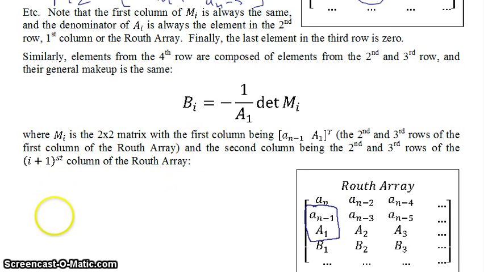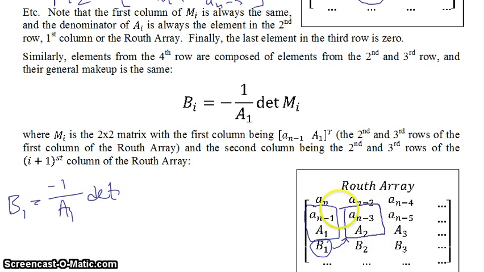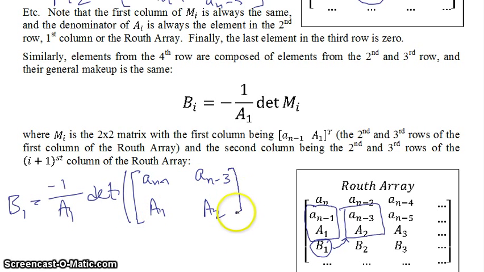So if you're trying to find element B1, then that's equal to minus 1 over A1, as always for this fourth row, times the determinant of this matrix here. So here we have B1. You look over at these two elements here to make your matrix. So the determinant of this matrix, a_{n-1} on top of capital A1, a_{n-3} on top of capital A2. The determinant of that array will be part of B1.